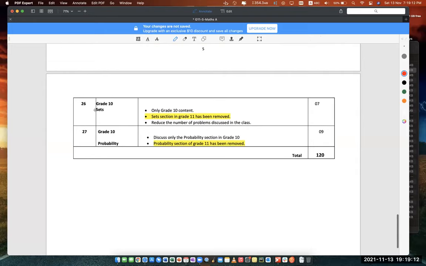Then sets and probability. Grade 11 sets has been entirely removed. That means in grade 11 you learn sets with 3 sets, so for the sets question you will definitely get only questions with 2 sets. You will not get any question with 3 sets. So the maximum is 2 sets, and any complex question on sets can be avoided.